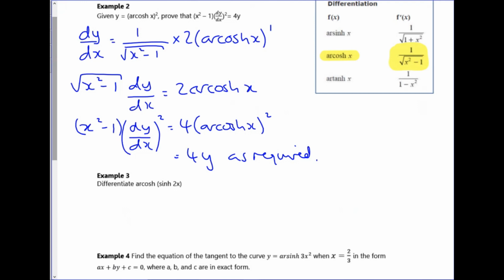Okay, so it's one of those where it's not obvious how to get to the answer that they've asked for, but I mean, you look at this and think it's got a dy by dx. Let's try differentiating it and see what drops out from there.